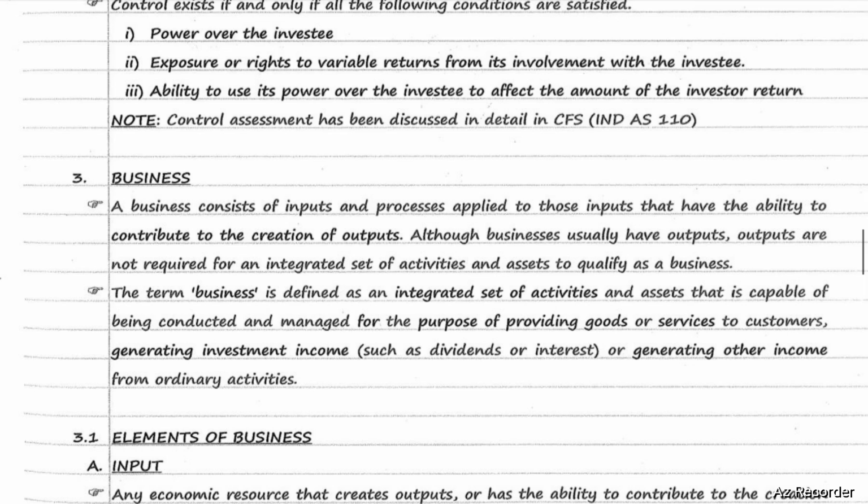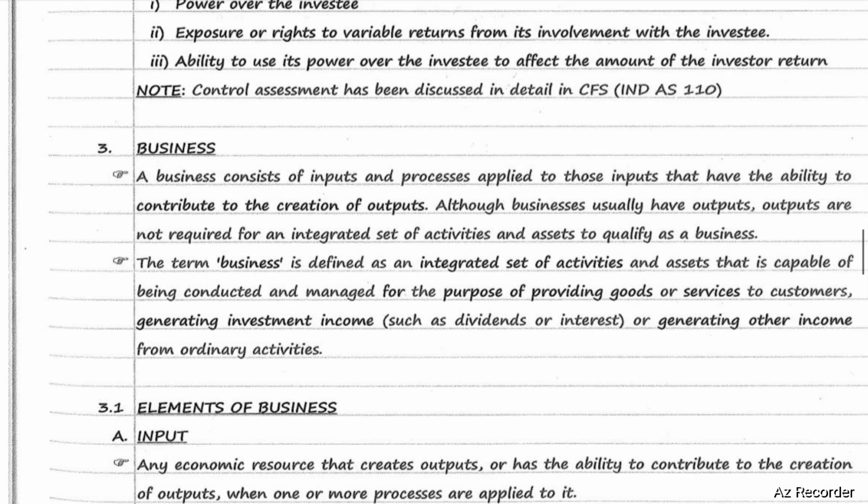Although businesses usually have outputs, outputs are not required for an integrated set of activities and assets to qualify as a business. The term business is defined as an integrated set of activities and assets that is capable of being conducted and managed for the purpose of providing goods or services to customers, generating investment income such as dividend or interest, or generating other income from ordinary activities. That means business means some set of activities and some assets are there for generating investment income or generating other income from ordinary activities. In such a case, it will be called as a business.